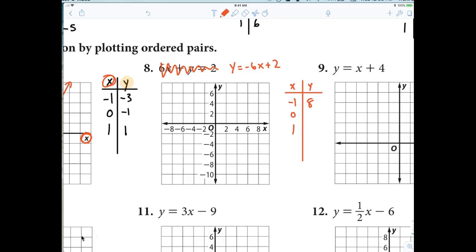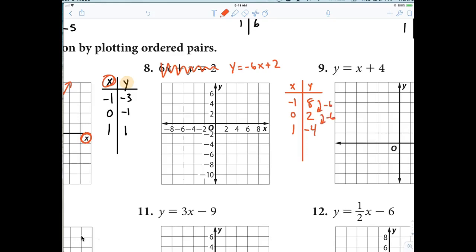Now plug in 0. Negative 6 times 0 plus 2. And then plug in 1. How did you get that? Oh, no, wait, negative 4. Negative 4, right? Yeah. Now, does everybody understand? Look right here, guys. There are patterns in all of them.